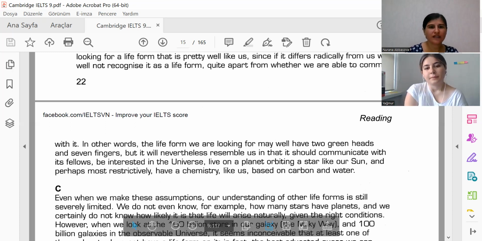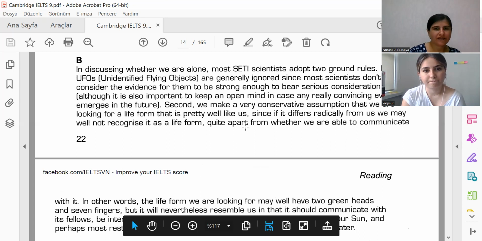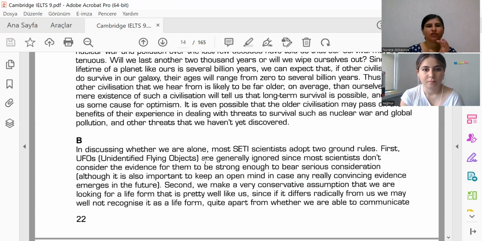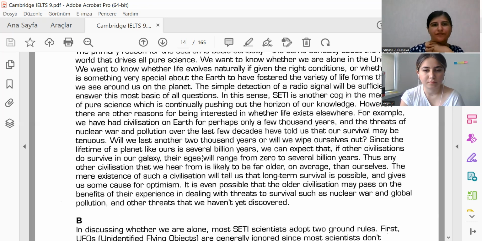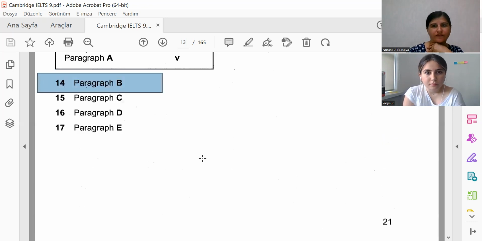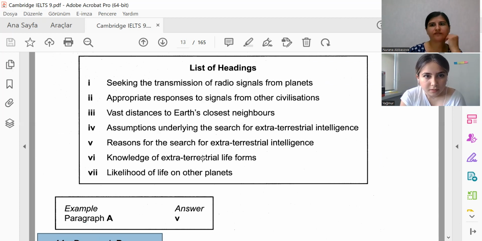Okay, so you see two different points. What's the general idea of this paragraph B? I should check. The first and second one are definitely wrong. I think it can be 4. Okay, why 4?